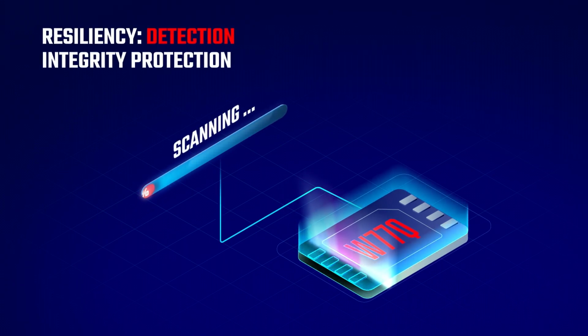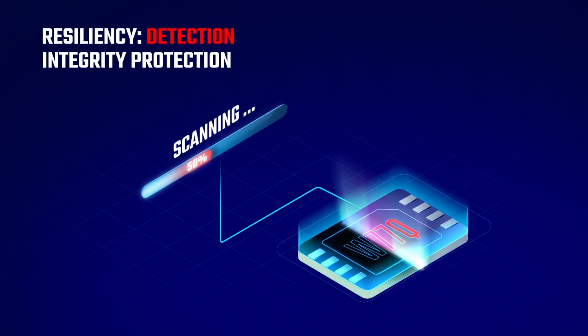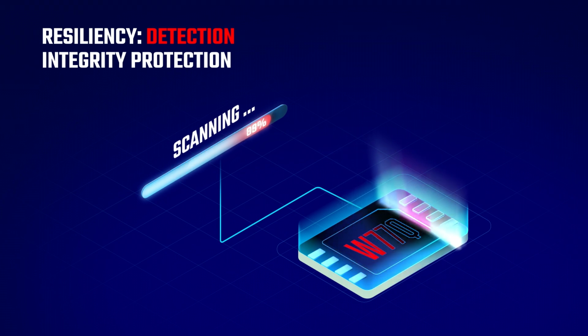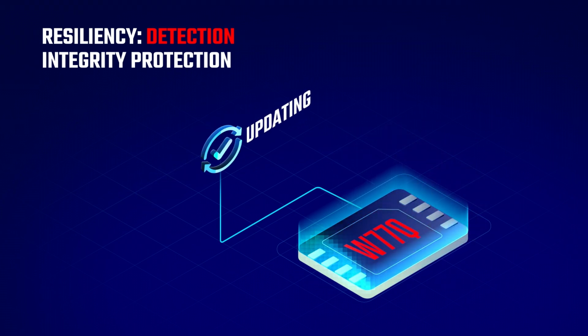With integrity protection, the W77Q detects when the firmware or critical data is corrupted. The detection occurs when the code is updated, accessed, or by the instruction of the user.